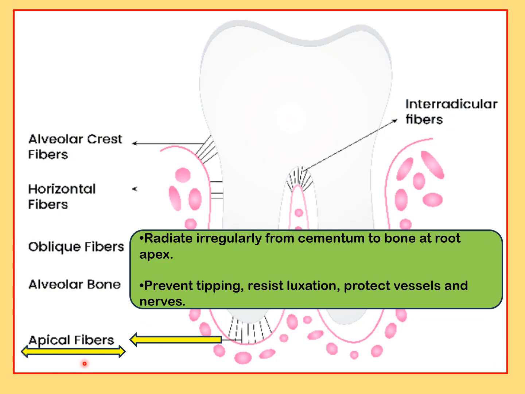So talking about the next principal fiber, that is the apical fibers. These fibers radiate irregularly from the cementum at the root apex to the surrounding alveolar bone. They help to prevent tipping of the tooth, resist luxation, and protect the blood vessels and the nerves located at the root tip.